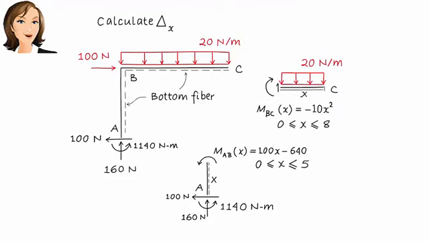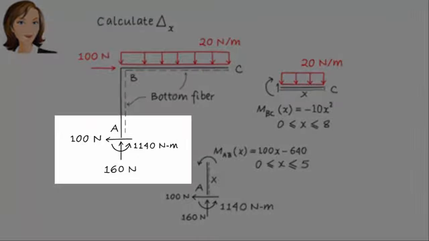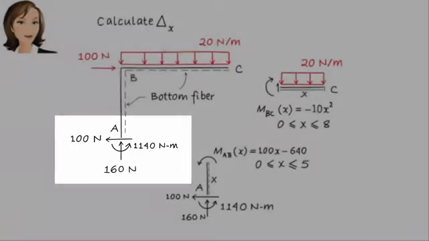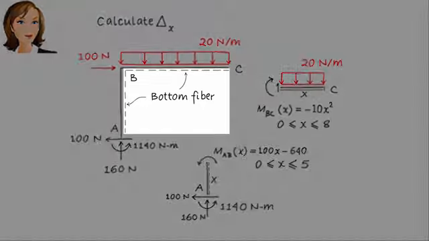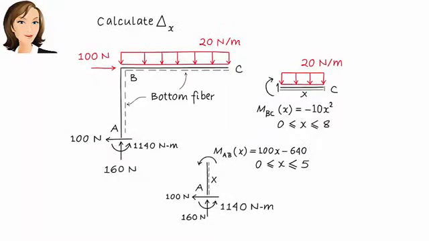Let me explain what we have here. Here we have the support reactions of the statically determinate frame. Since we are going to write the moment equations for the frame members, we need to identify a bottom fiber for each member. This has to be done for the sake of consistency when using the beam sign convention.